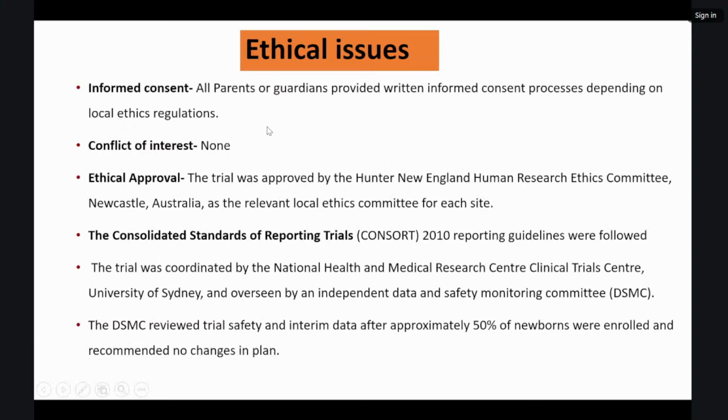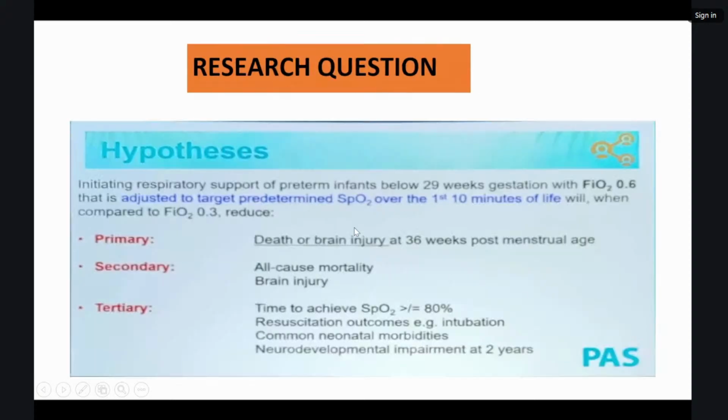Regarding ethical issues, parents and guardians provided written informed consent, and there was no conflict of interest. Ethical approval was given by the Hunter New England Human Research Ethics Committee, Newcastle, Australia. The CONSORT 2010 reporting guidelines were followed. The trial was coordinated by the National Health and Medical Research Council Clinical Trials Centre and overseen by the Drug and Safety Monitoring Committee. So, the research question of this trial.